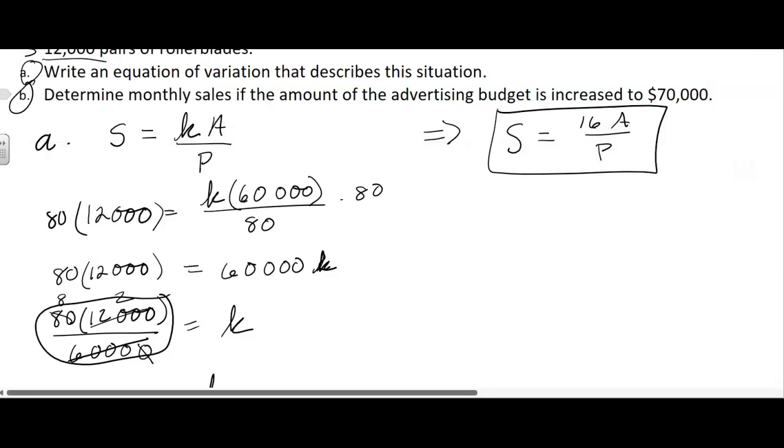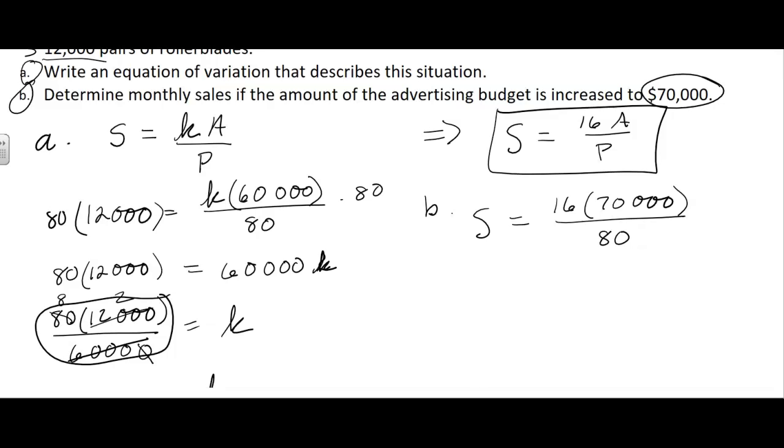Okay, so part B, determine the monthly sales if the amount of the advertising budget is increased to 70,000. Okay, so we were trying to figure out sales. We've got the 16 now. We know what K is. We've increased the advertising budget to 70,000. And we know the price of the skates is still 80. Okay, the price of the skates didn't change. It didn't say that. It's implied.